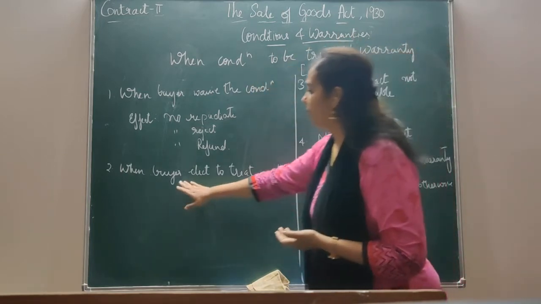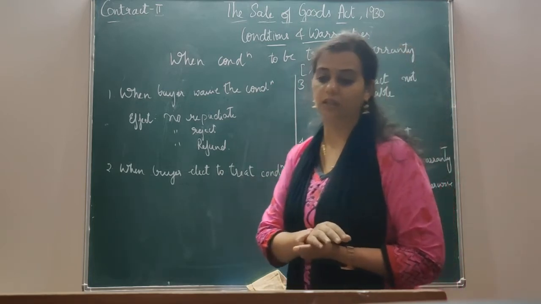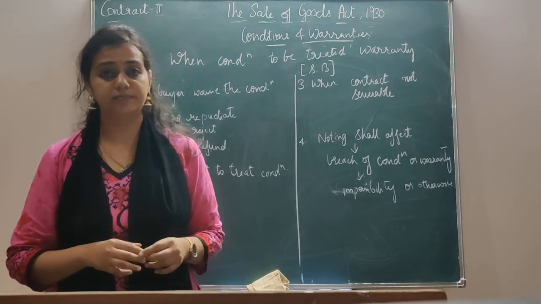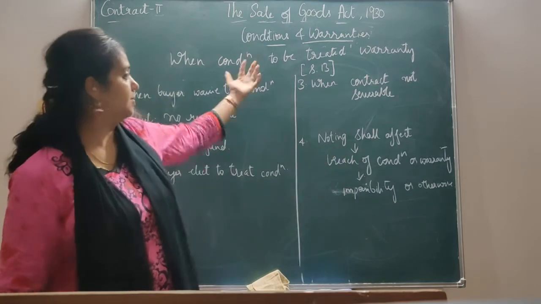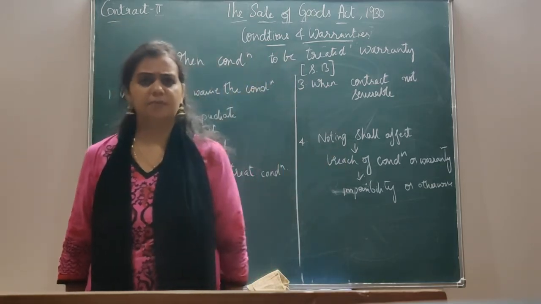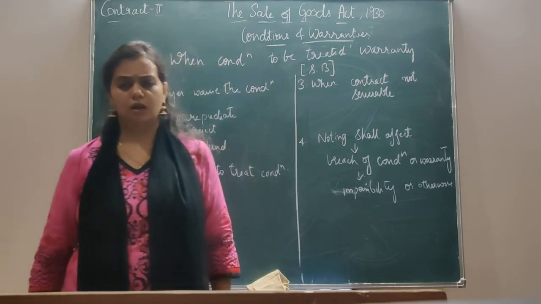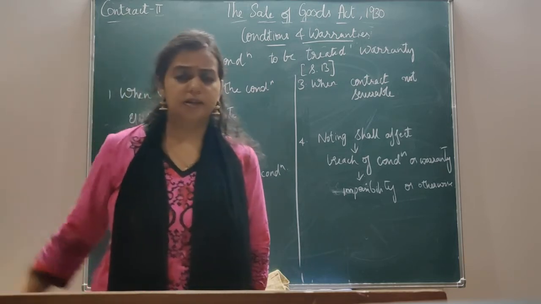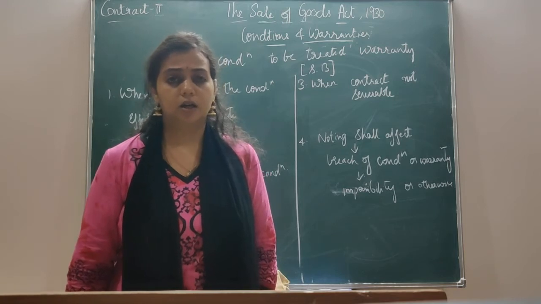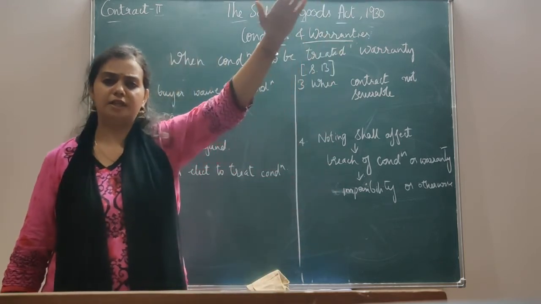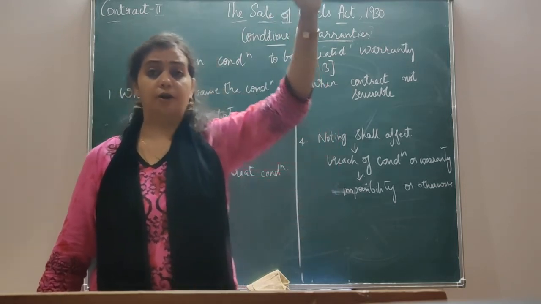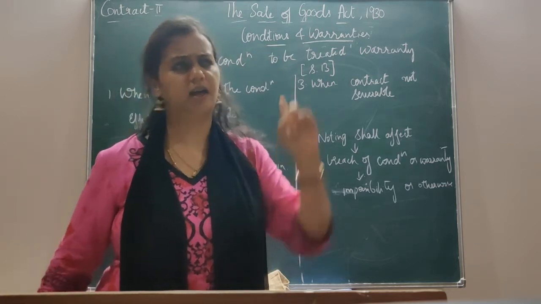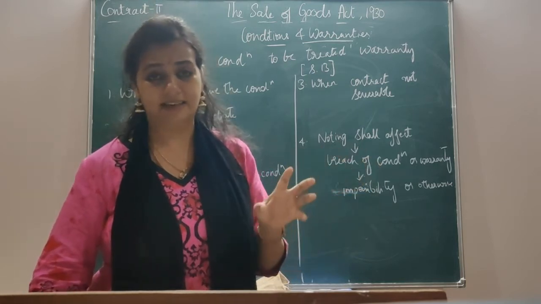The second one is when the buyer elects to treat the condition as a warranty. When he himself treats the condition as a warranty, then it is considered a warranty. I'll give you an example and you'll understand it better. I have wheat in my godown. There is one person who makes a contract with me to supply high grade quality wheat, which is 800 rupees per bag. That person orders 10 bags. I want high grade quality wheat at 800 rupees, 10 bags I want.